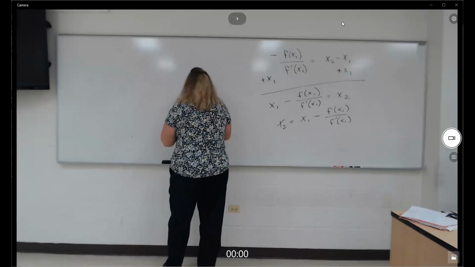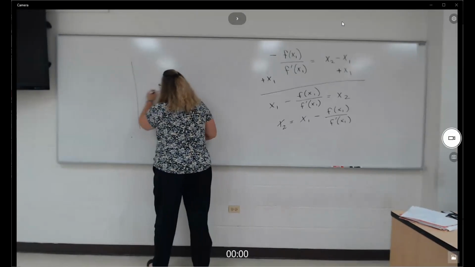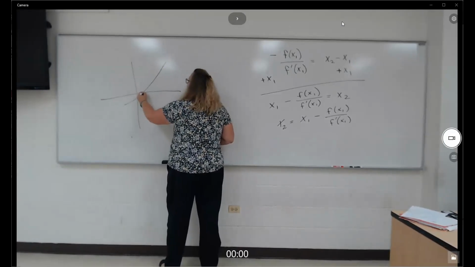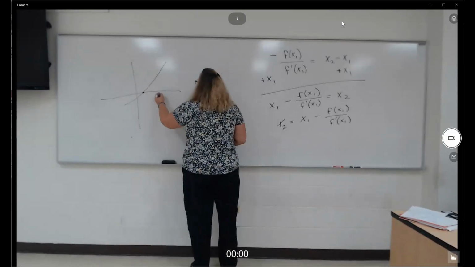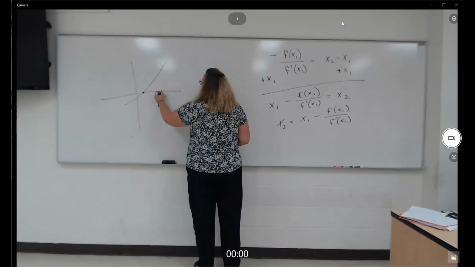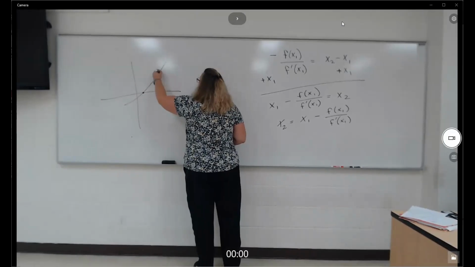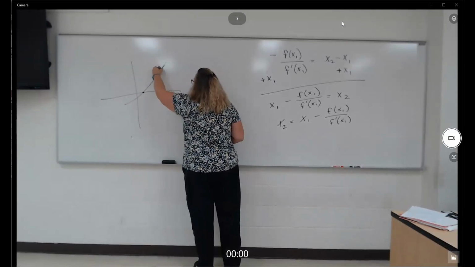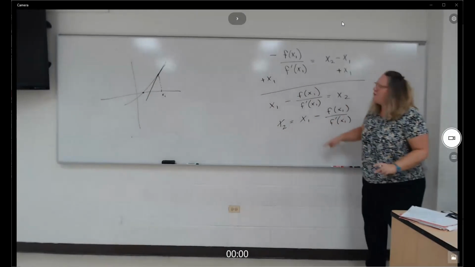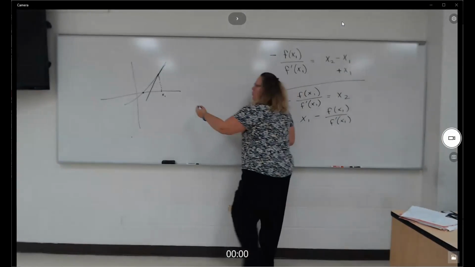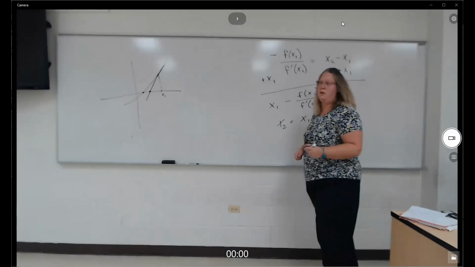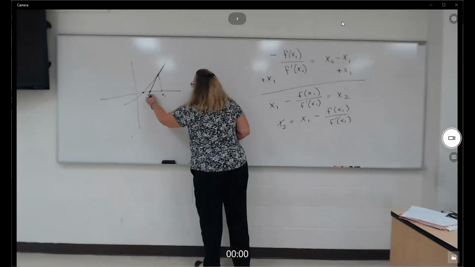Let's make sure we understand what we're finding. Okay, we're trying to find this guy, right? So we pick a point here. This is x1. We just randomly pick it. We go up here. We draw the tangent. And now I just found this point right here. That is x2.